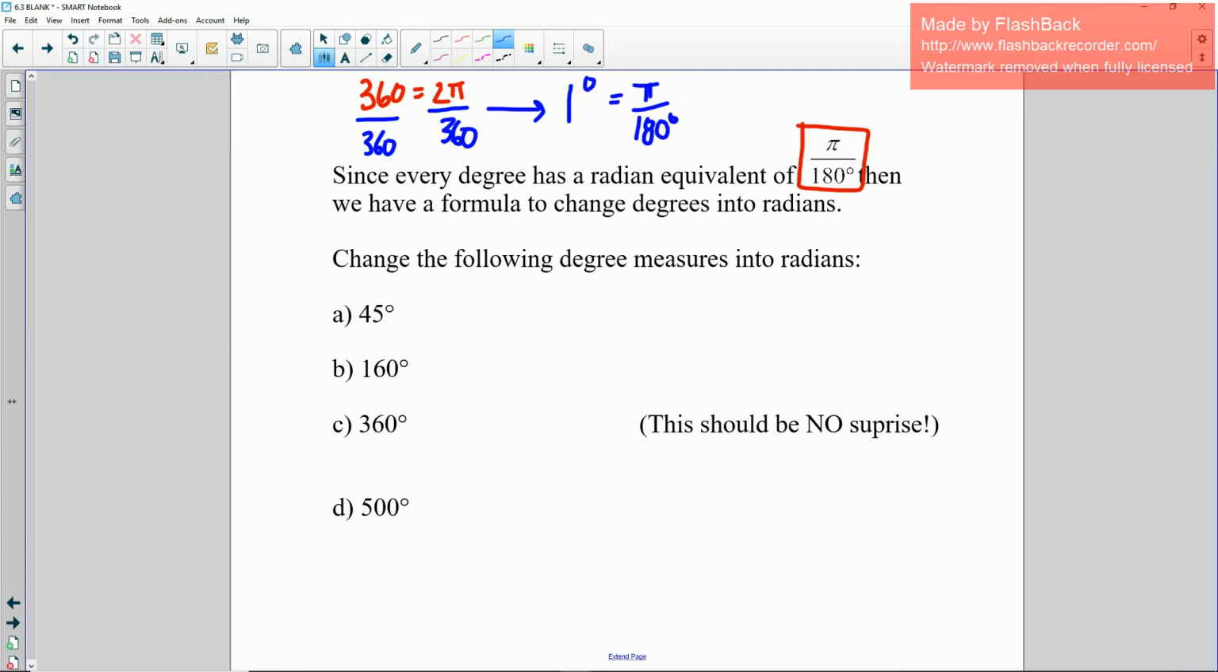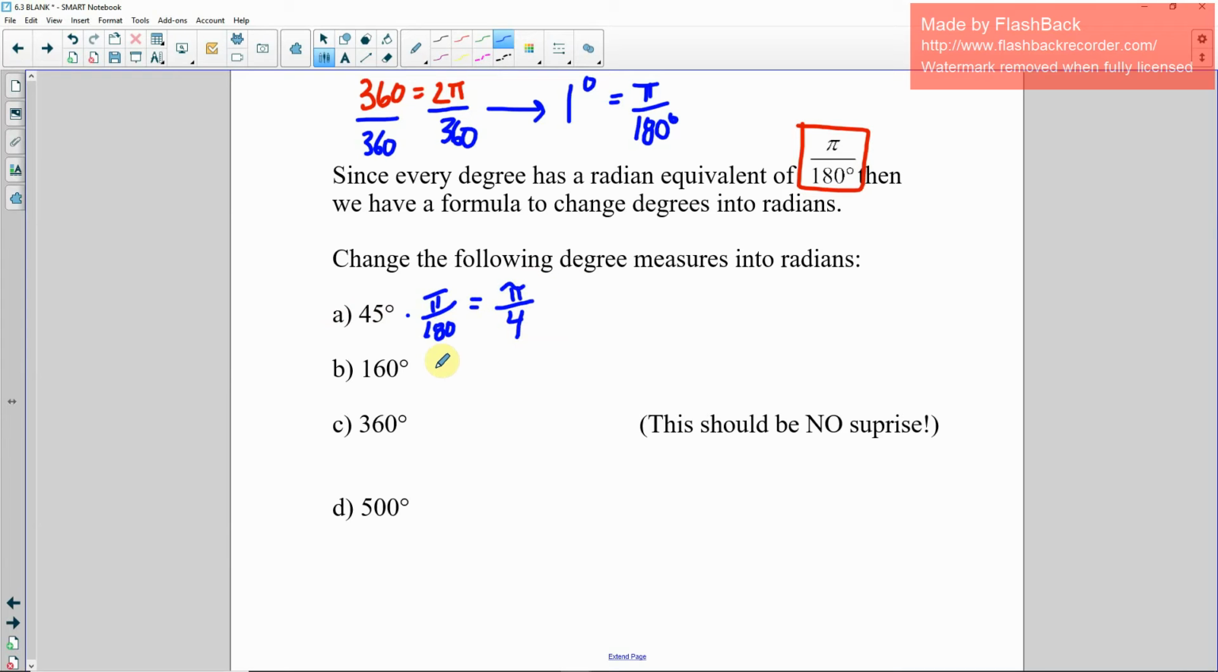Okay, so let's do a little bit of practice here. So the first one, you're just going to multiply by pi over 180. And this is so much fun. If you do the math, 45 into 180, you're going to get 4. So you get pi over 4.